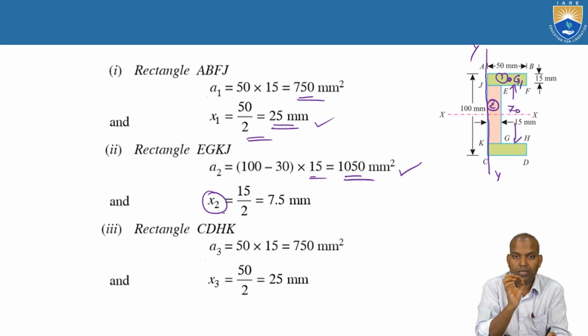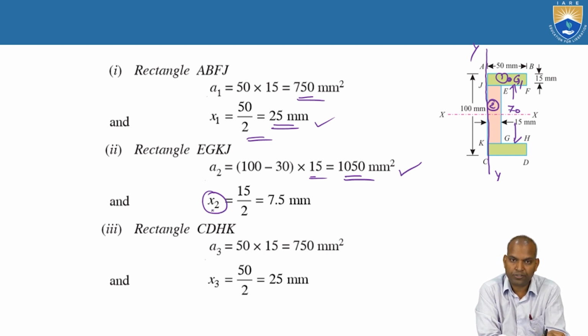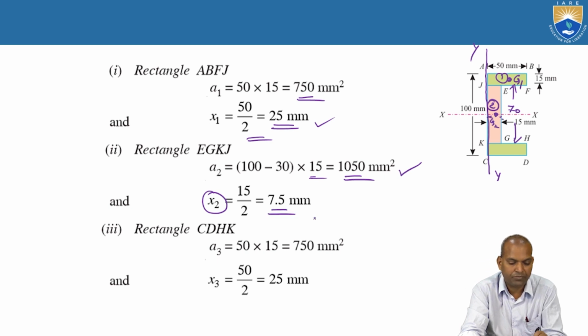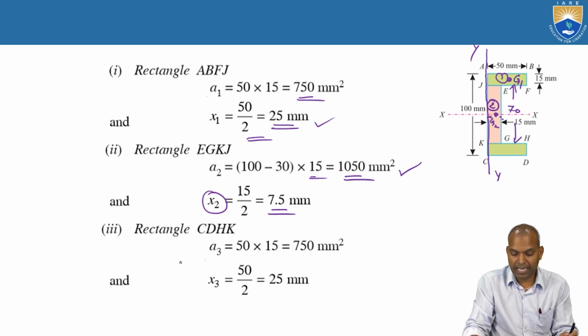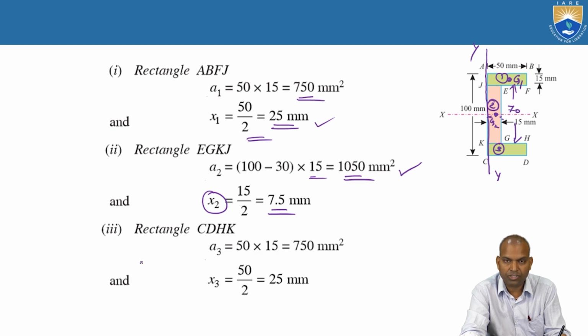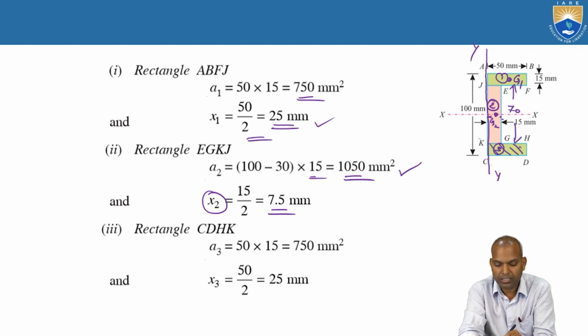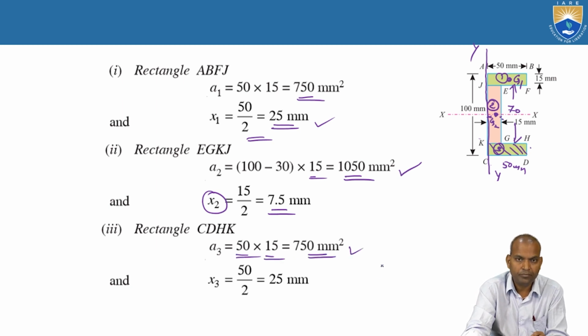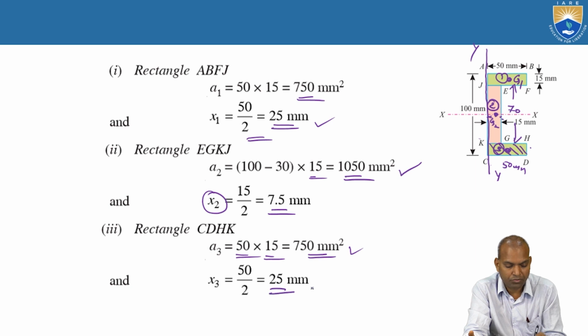What about x2? X2 represents the centroidal distance of section 2 from the reference vertical axis. That is G2, 15 by 2, width by 2, that is 7.5 millimeters. What about the rectangle, section 3, CDHK? The width is 50 millimeters and the thickness is 15 millimeters, 50 times 15, 750 square millimeters. X3 represents the distance from the centroid of section 3 from the reference axis, that is 50 by 2, that is 25 millimeters.